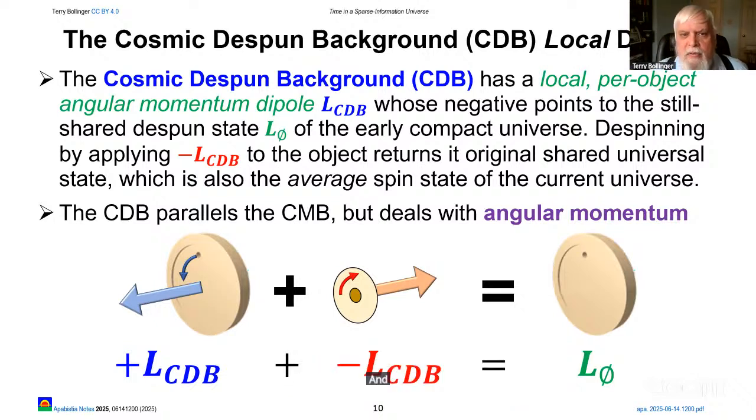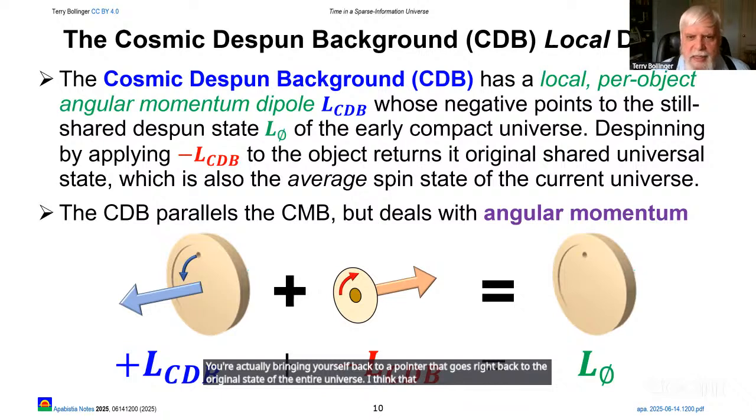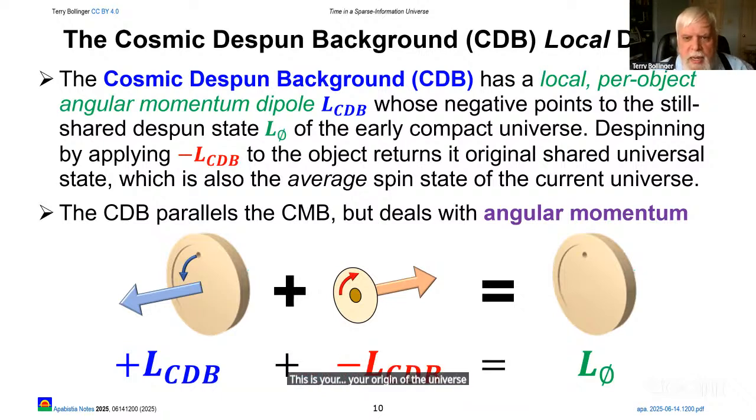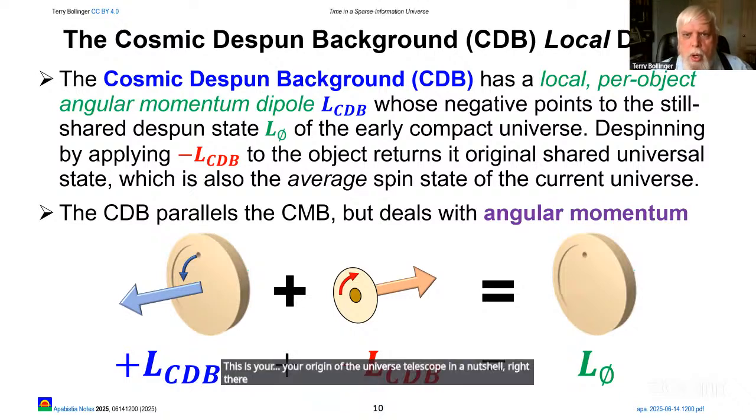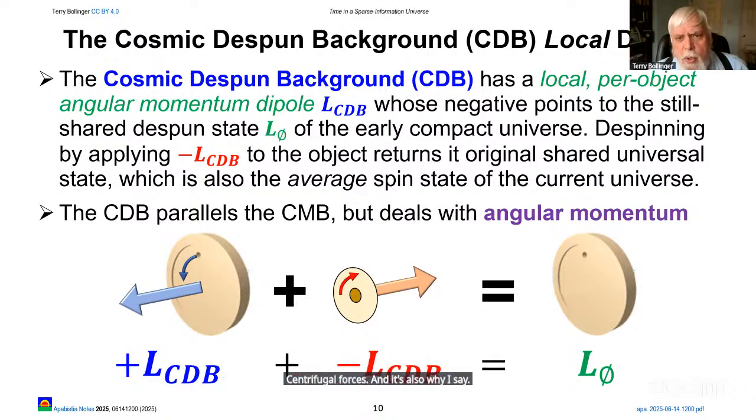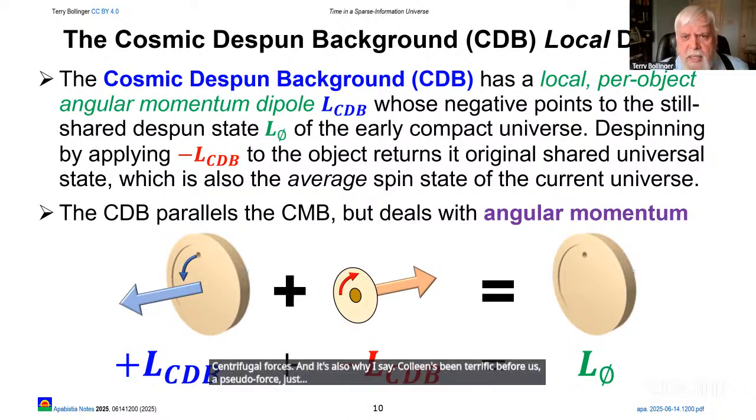And one of the things I love about this is you think about the cosmic microwave background as a rather mysterious thing. And yet, just sitting in your chair right now, if you spin your chair around, and by slowing down and coming back to a stop, you're actually bringing yourself back to a pointer that goes right back to the original state of the entire universe. I think that's marvelous. This is your origin-of-the-universe telescope in a nutshell, right there available to you by doing nothing more than canceling out centrifugal forces. And that's also why I say calling centrifugal force a pseudo force just seriously understates the information content of those centrifugal forces.